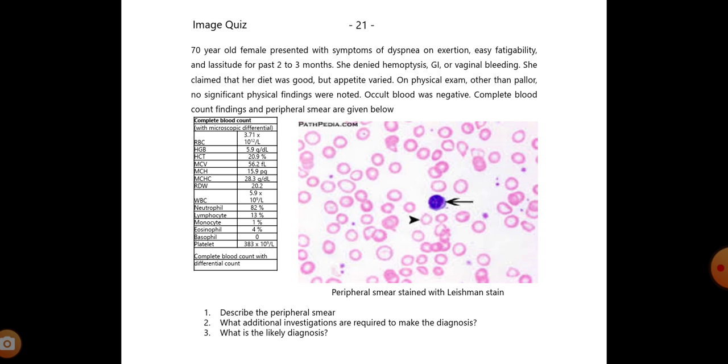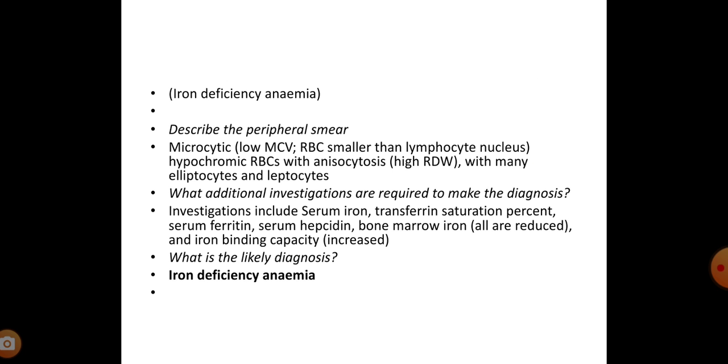So with the clinical history, the complete blood count findings, and with the peripheral blood smear, what is your diagnosis? So the diagnosis will be iron deficiency anemia, microcytic hypochromic anemia. And what are the additional investigations which are required, and what is the likely diagnosis? So iron deficiency anemia. So how do you describe the peripheral blood smear? So this will be kept as a spotter or your major examination.